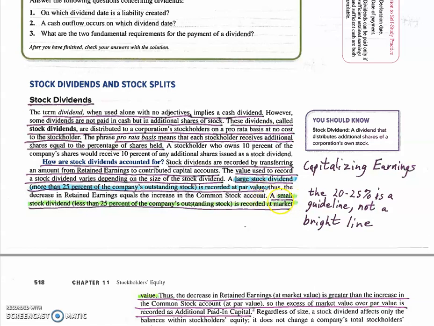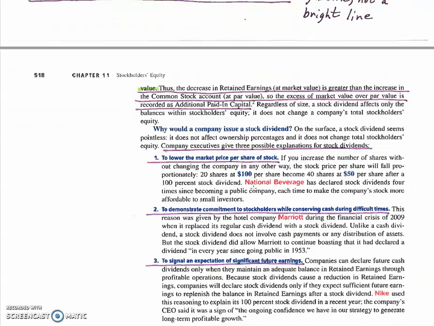Now, a small stock dividend is accounted for at fair market value or at current market price. And so let's say the stock has a 1 cent par, but it has a $20 fair market value. So we would account for the small stock dividend at $20 per share. We would credit common stock for the par value and additional paid-in capital for the rest, and we would debit dividends.